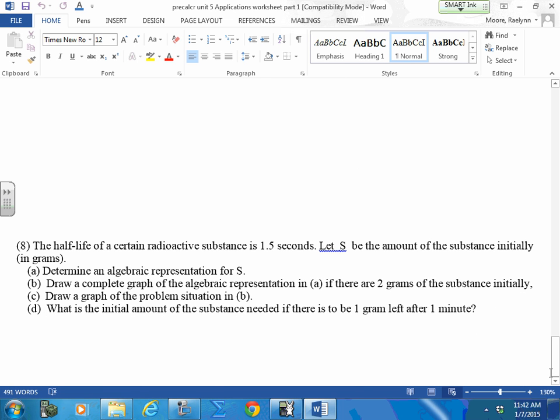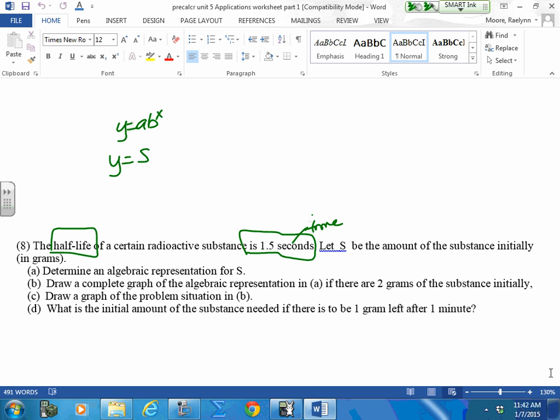The half-life of a certain radioactive substance is 1.5 seconds. This is your time. Does it say every second? No, every 1.5 seconds. So we know time has a cycle. Let S be the amount that you initially begin with. They didn't give us our initial. Again, we're going to start like this. This time, I don't know what my amount is. But I'm half-lifing, so what's my rate? 1/2.